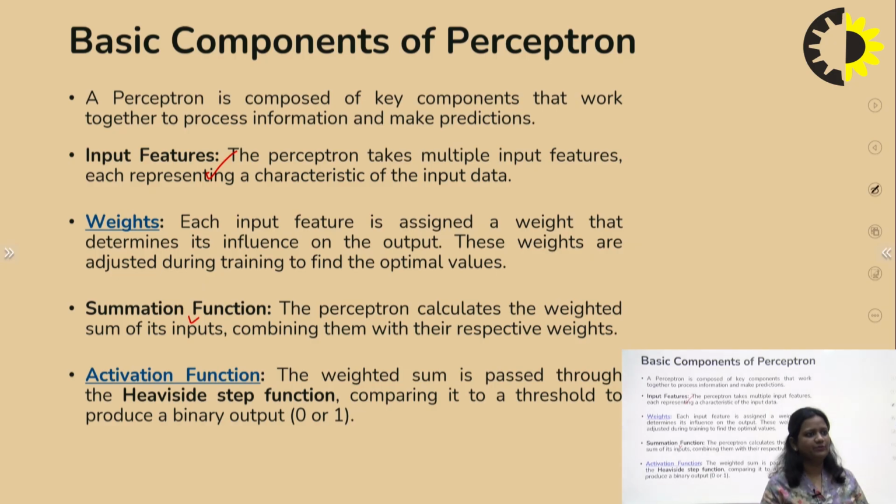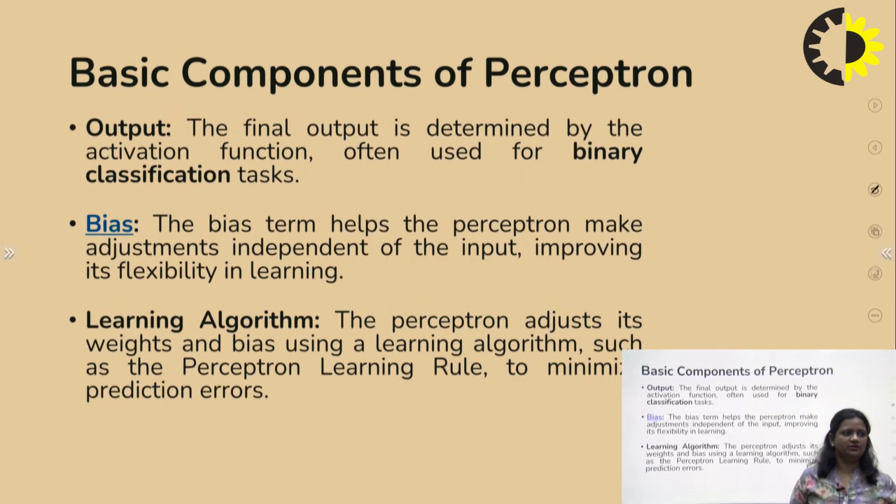Now, the summation function. The perceptron calculates the weighted sum of its inputs, combining them with their respective weights. Now, the activation function. The weighted sum is passed through the activation function, which can be any activation function like the Heaviside step function, sigmoid, tanh, ReLU, and so on, comparing it to a threshold to produce a binary output, that is 0 or 1.